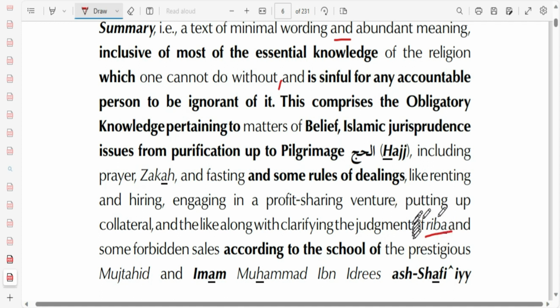So they didn't translate it here. Usury, and some forbidden sales according to the school of the prestigious Mujtahid and Imam, comma, Muhammad ibn Idris al-Shafi'i.